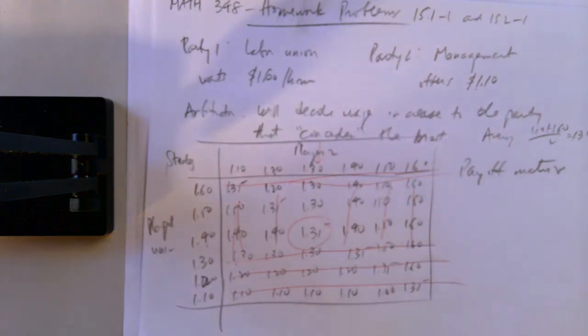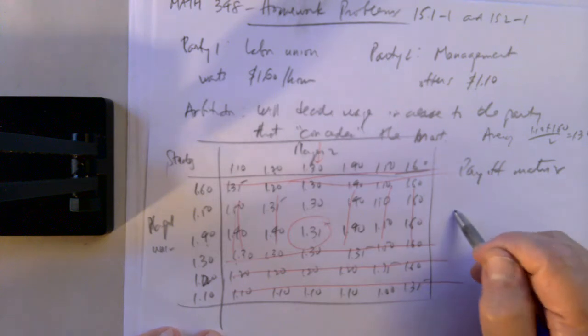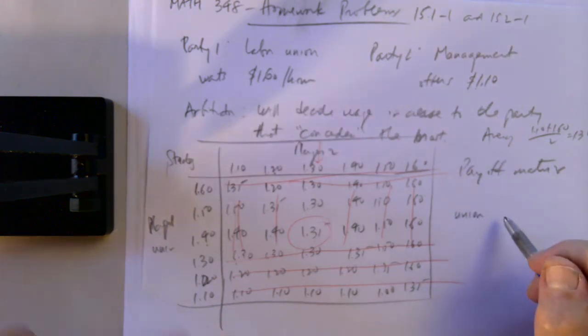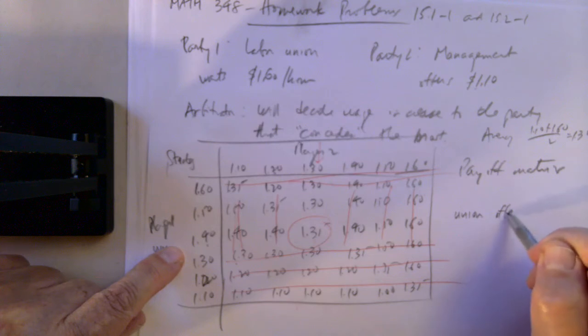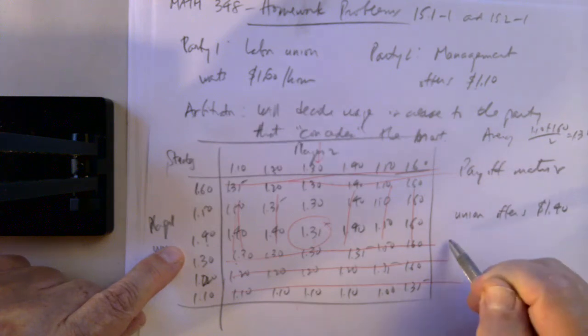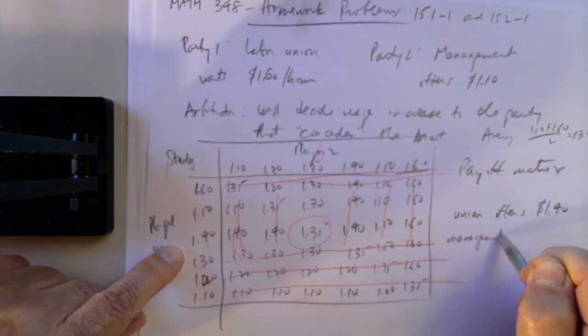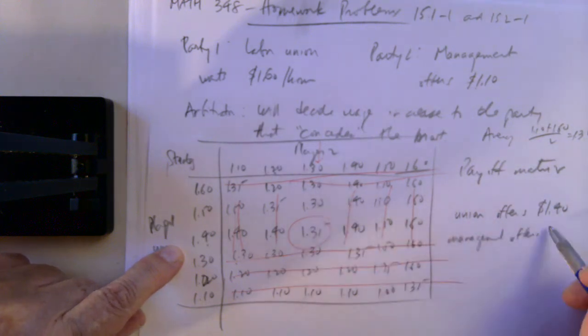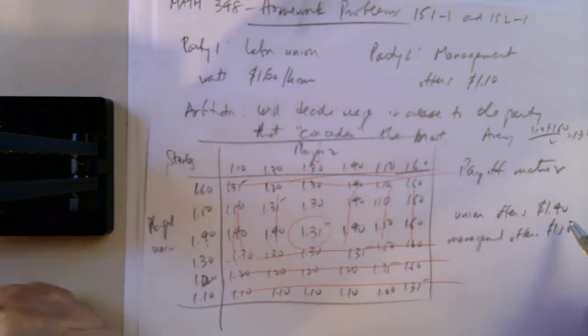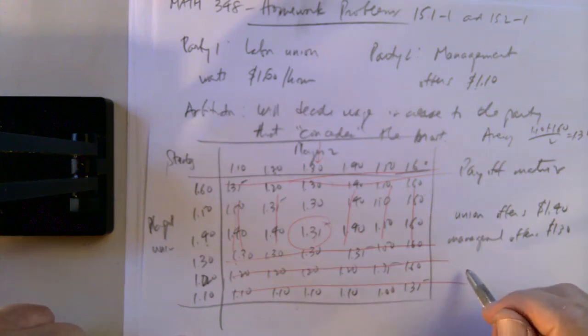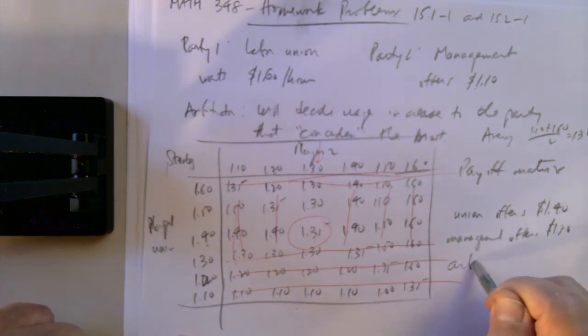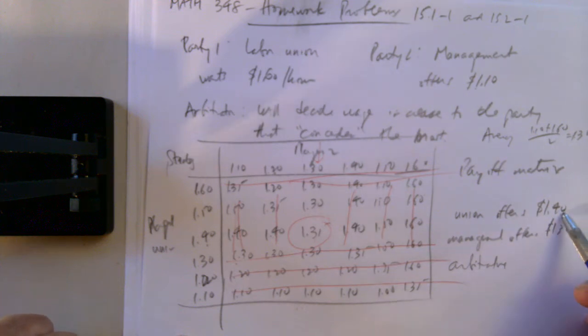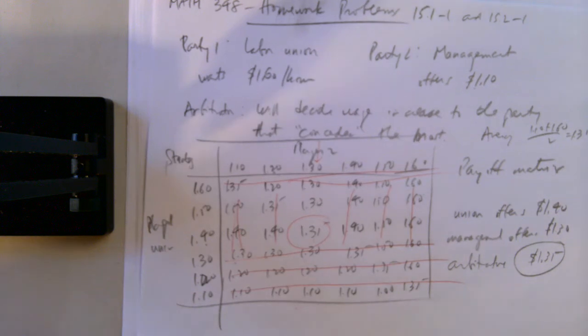So what do we get in the end? Union adopts this strategy, offers $1.40. Management offers $1.30, and the arbitrator says this guy, the union, dropped their offer by 20 cents. Management raised its offer by 20 cents. So it takes the average, $1.35, and that's what it pays out.